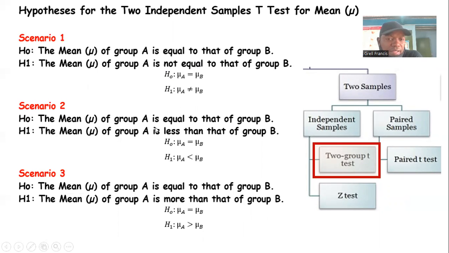Scenario 2, and remember the worded statement has to be in symbolic form. So here's the statement in words, the H1 in words, and here it is in symbolic form. Scenario 2: the mean of A is equal to the mean of B, and the mean of A is less than the mean of B. And here you have it in symbolic form. And scenario 3 could be the mean of A is equal to the mean of B, and the mean of A is more than the mean of B. So either 1, 2, or 3, that's how you can begin a two-group t-test.